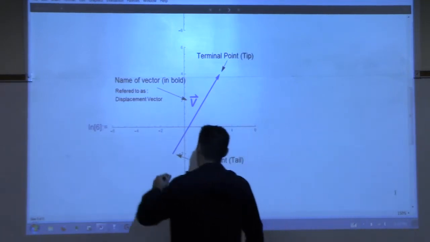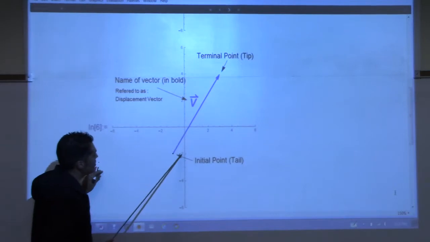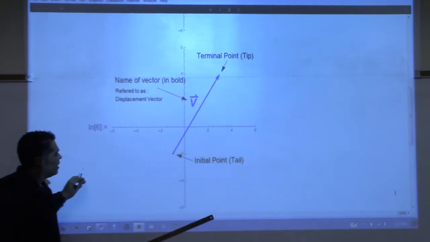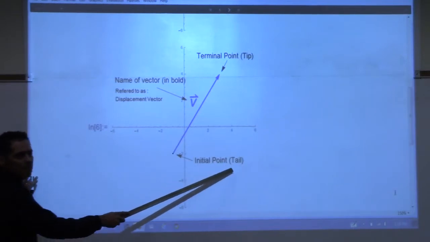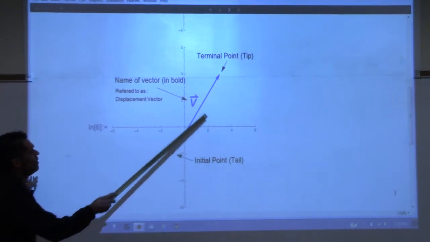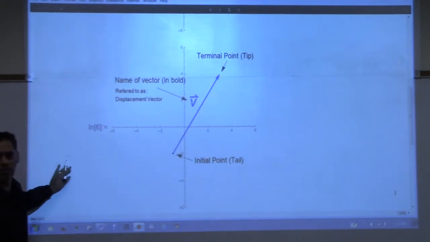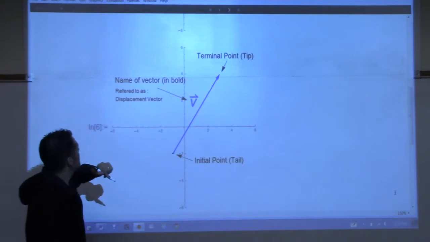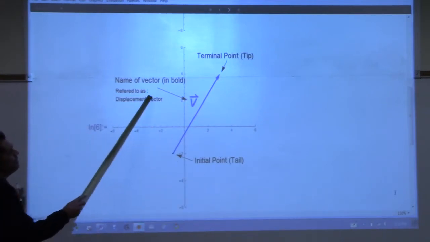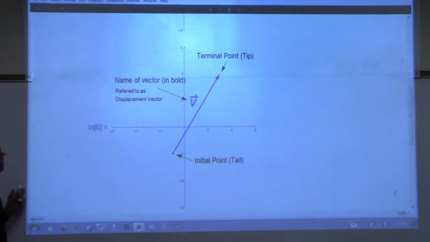First of all, you have the directed line segment that starts somewhere and ends somewhere, right? The place that it starts at is called the initial point, or the tail of the vector. And then the ending point, this one right here at the tip of the arrow, is called the terminal point, or the tip. So you have the tail and then you have the tip, all right? Again, the name of the vector is in bold and it has that little half arrow. This is referred to as a displacement vector.